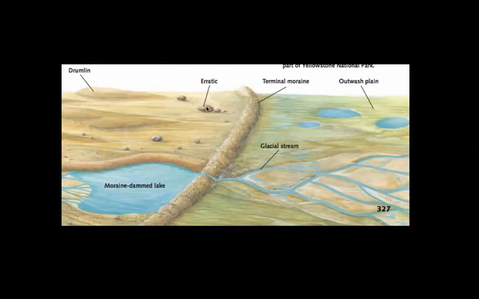Something else, erratics. Large boulders that fall on top of the glacier can be carried for hundreds of miles, and then when the glacier finally stops, these big boulders are just there in the middle of flat land, which is strange. Again, here's a drumlin.